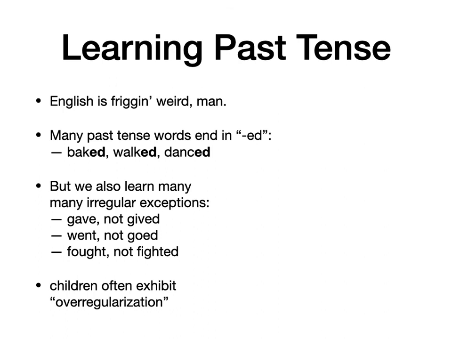So a lot of words are normal, clean, easy. They end in "ed" to make them past tense. Bake, baked. Walk, walked. Dance, danced. Nice, easy, clean. But then we got all these weirdos, like it's gave, not gived. It's went, not goed. It's fought, not fighted. This is the children thing. This is the overregularization thing that kids get into.